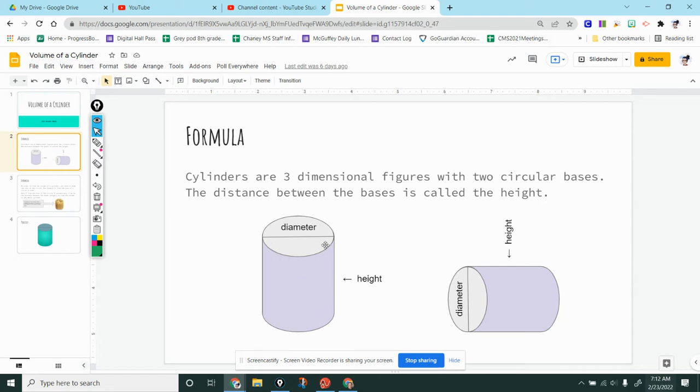So, right here I have a circular base. The diameter goes all the way across through the center of the circle. The height is the distance between those two circles. Even if my cylinder is lying on its side, the diameter is still the distance across the base of the circle through the center, and the height is the distance between the circles at a right angle. So when we're talking about geometry, height is always the distance between the bases, and it's perpendicular, which means a 90-degree angle to the base.